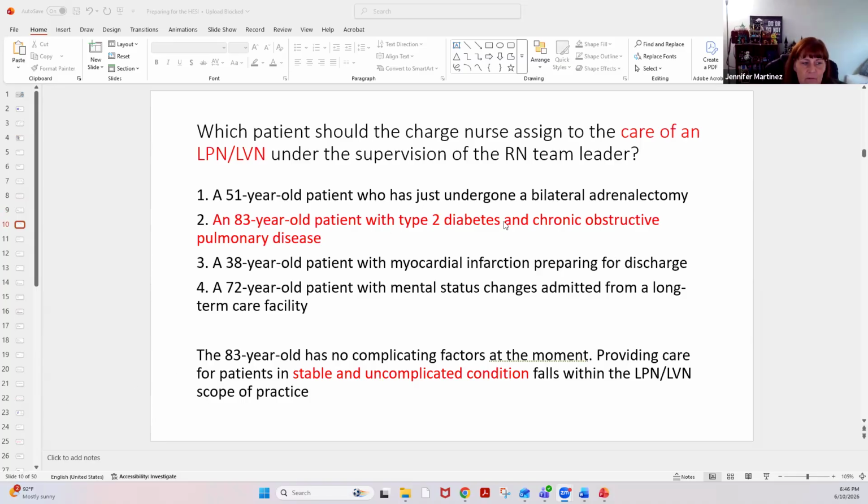The 83-year-old, there's no complicating factors at the moment. They're stable, right, and uncomplicated. A 51-year-old who just underwent a bilateral adrenalectomy, they're post-op, right? They're going to require assessments, higher level of care. 38-year-old patient with an MI preparing for discharge, right? The RN is going to be the one that needs to go in there and do that discharge teaching with them. And then the 72-year-old with mental status changes admitted from a long-term care facility, right? They're going to need that admissions assessment, so needs the RN to go in there. Good job.